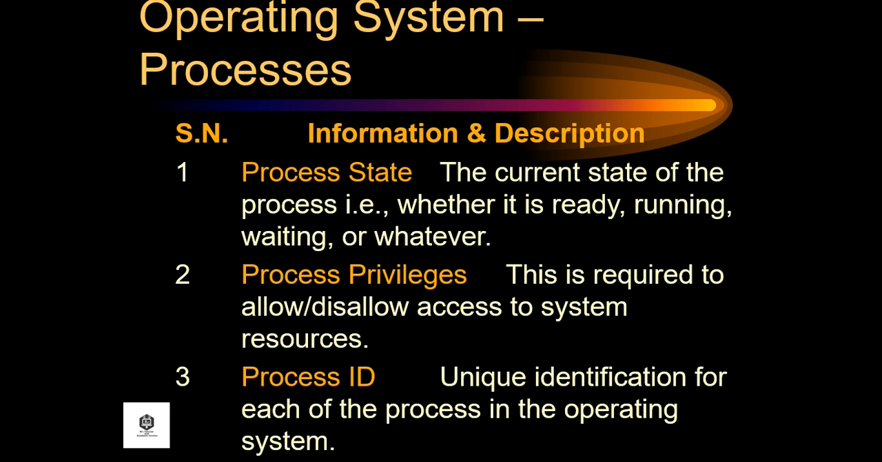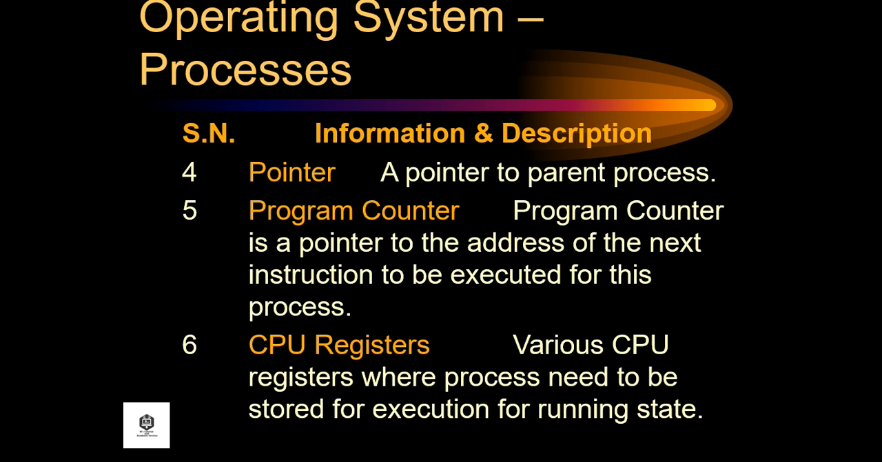First, process state. The current state of the process, like whether it is ready, running, waiting, or whatever. Next is the process privileges. This is required to allow or disallow access to system resources, followed by process ID, wherein this is a unique identification for each of the processes in the operating system, and pointer, a pointer to parent process, then the program counter. Program counter is a pointer to the address of the next instruction to be executed for the process.